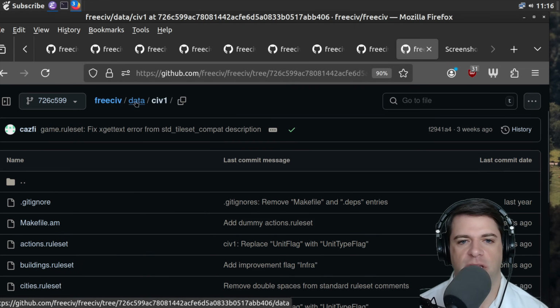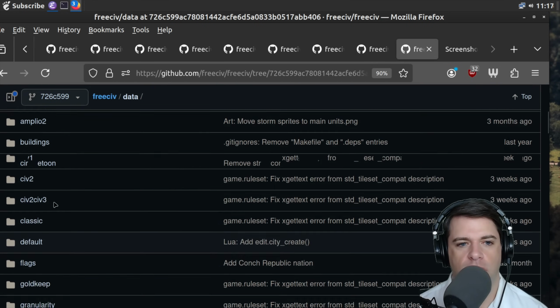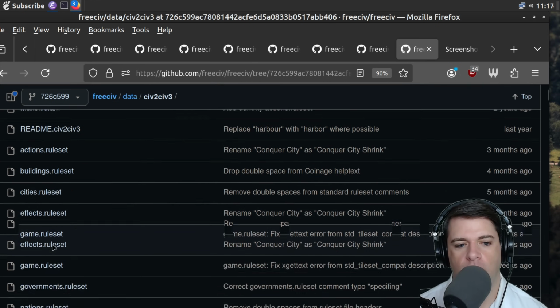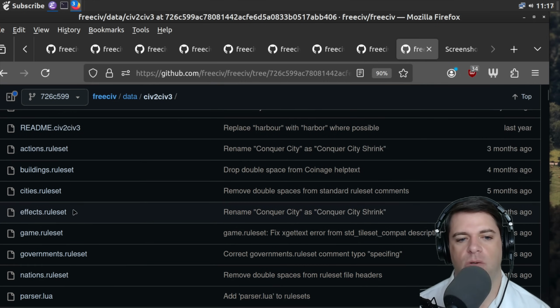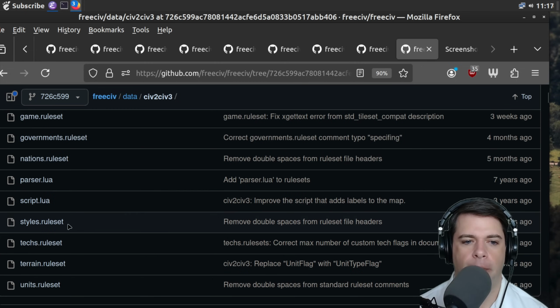This is specifically Civ 1. I'm wondering if there are multiple versions here. So we have Civ 2, Civ 3, and they have different rule sets. Okay, so a lot of it seems to be for supporting these different versions. I guess a lot of the game logic is the same, and then the rule sets change, and that lets you change the rules of the game.